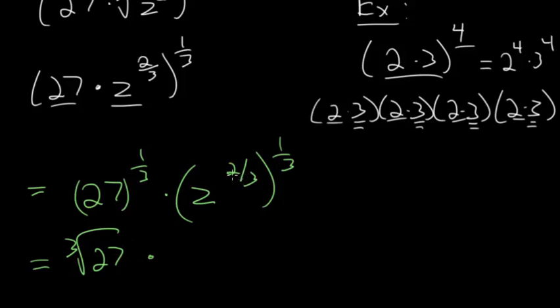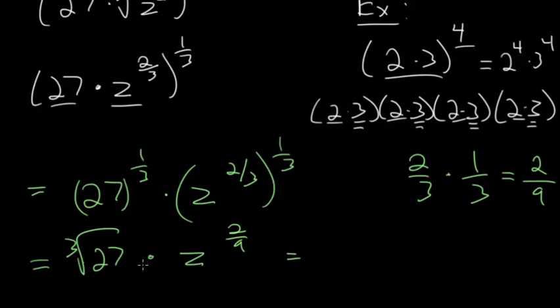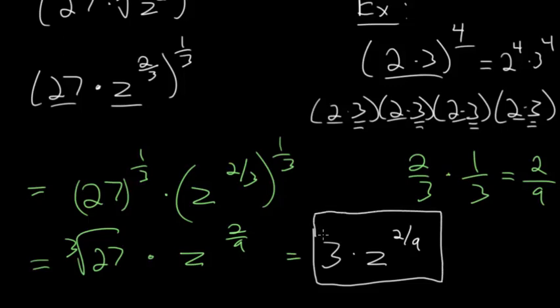And here we have an exponent to an exponent, so we're going to have to multiply these. So we have to look at what 2/3 times 1/3 would be equal to. And of course, we just multiply straight across. 2 times 1 is 2. 3 times 3 is 9. So this would simplify to z to the 2/9 power. And just simplifying it as far as we can go, the cube root of 27, like we mentioned, is 3. So we have 3 times z to the 2/9 power. And this is the form we're looking for. So this would be our final answer.